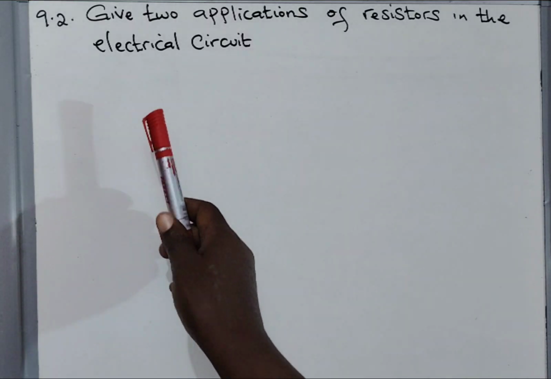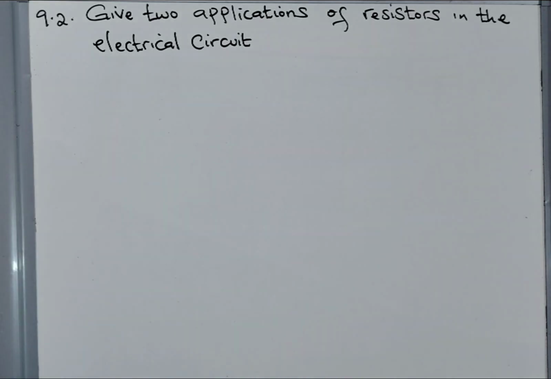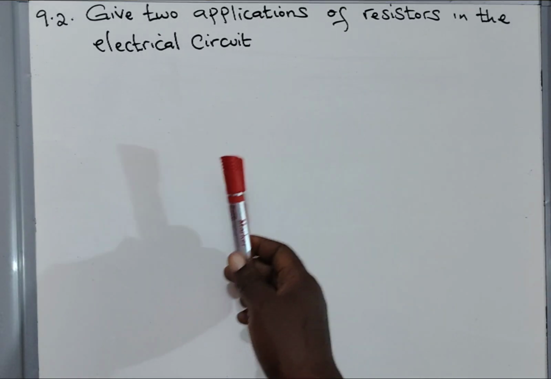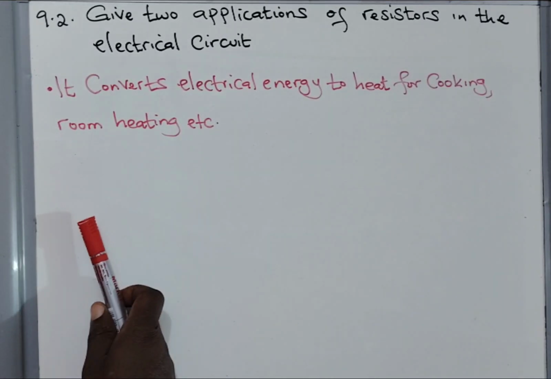Then we come to this one. It says, give two applications of resistors in electrical circuits. In electrical circuits, how do we make use of resistors? The first one is that resistors convert electrical energy to heat. The heat which we use for cooking, kettle, for room heating.